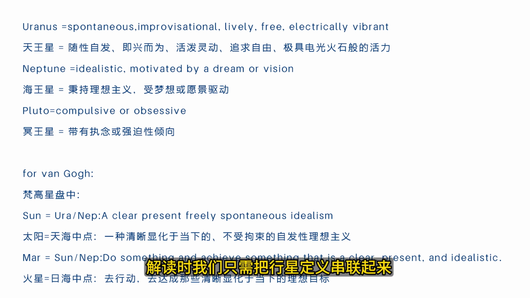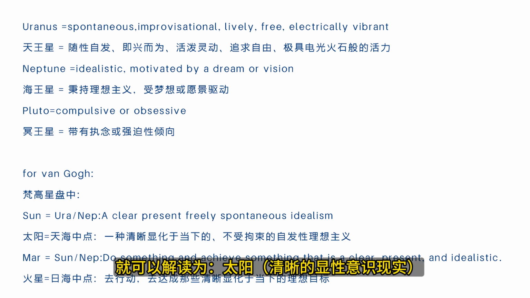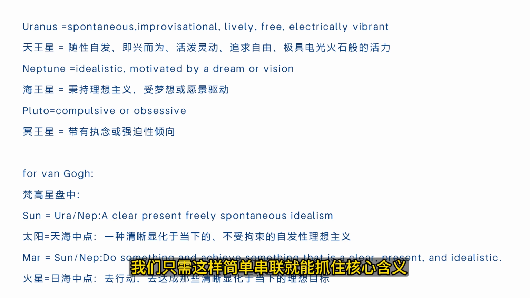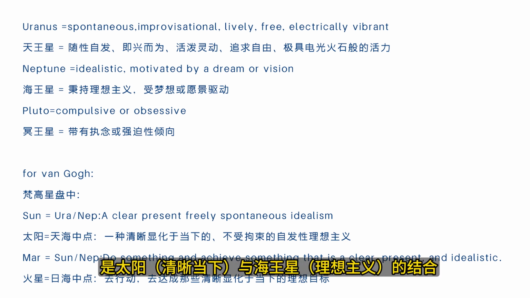So to do the interpretation, you can just stick the words together. For the Sun conjunct the Uranus-Neptune midpoint, sometimes we use the equals sign here, which means conjunct or opposition in the context of vibrational astrology. So if Sun equals Uranus-Neptune, we can just say Sun, a clear and present conscious reality, a clear and present, freely spontaneous, Uranus, idealism, Neptune. So you can just stick it together and get to the heart of what this means. Mars equals Sun-Neptune: do something and achieve something that is clear, present, and idealistic.